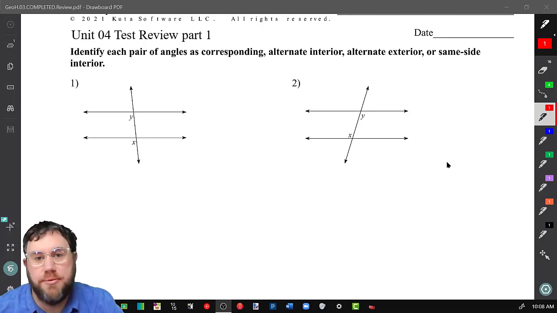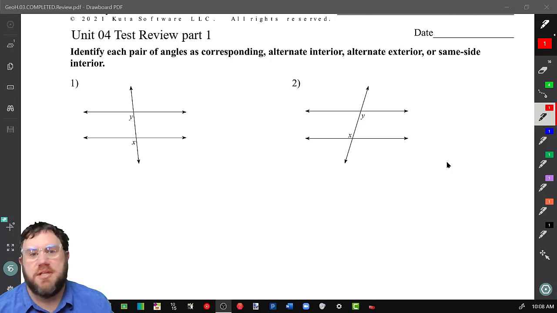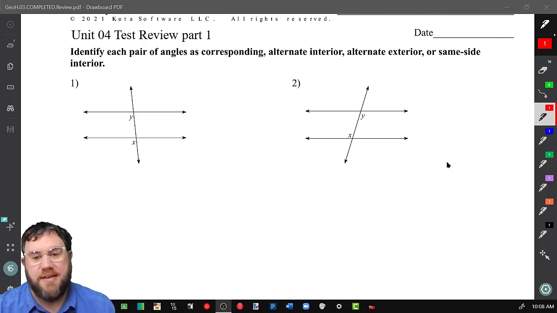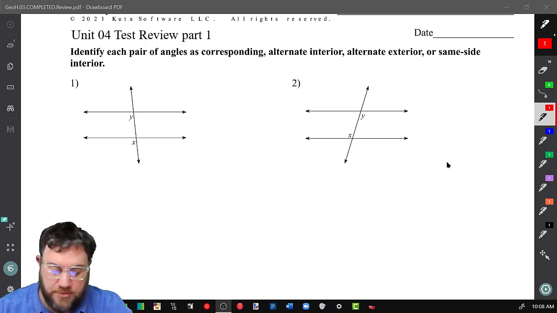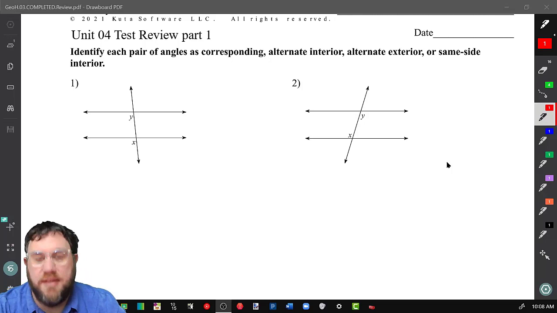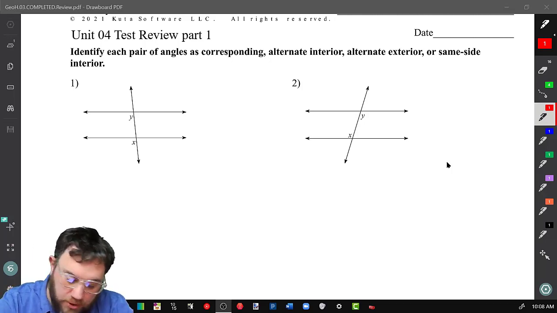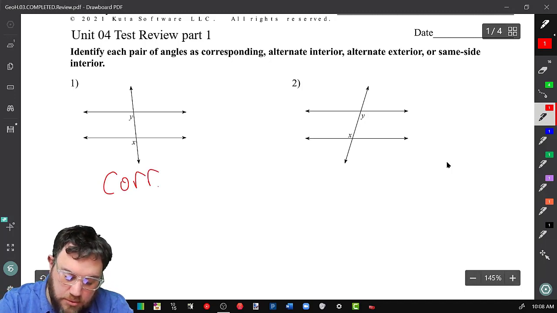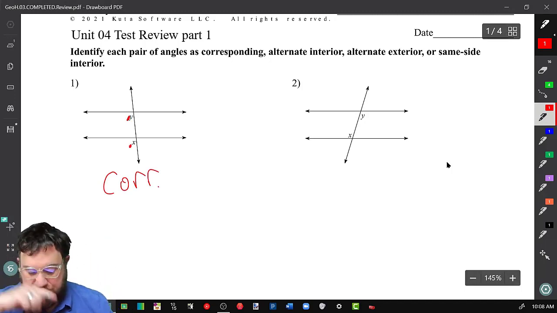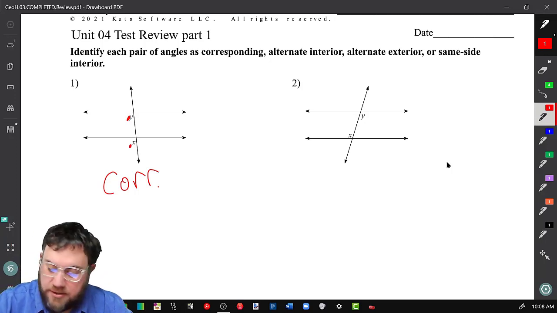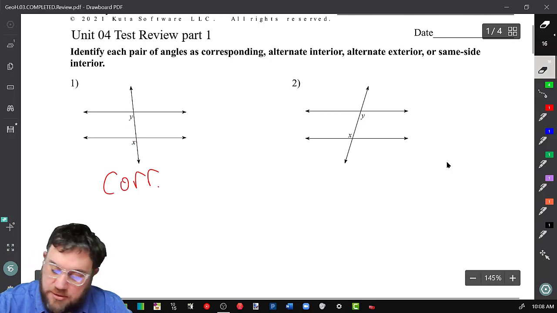Now, if you can't do this, everything else is going to be horrible. You have to be able to identify what relationship the two angles have and what that means for them before you can set anything up and solve anything. All right, for number one, these are corresponding angles because they are in the same place in the different intersections. Both of them are in the lower left area of their respective intersection.